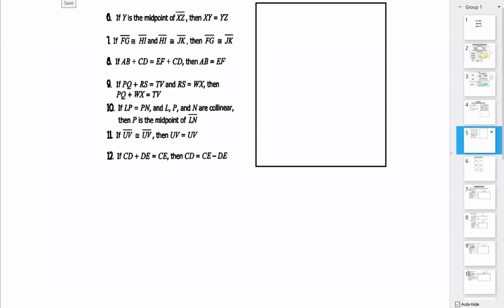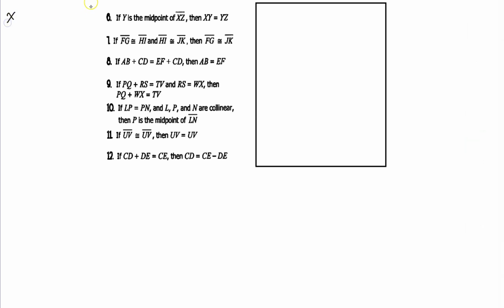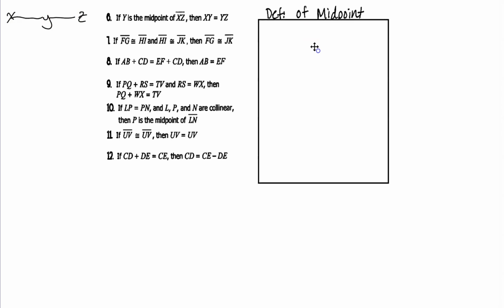All right, so on to number 6. You see that if Y is the midpoint of XZ, right? So that means that Y has to be in the middle of XZ. So then XY has to equal YZ. So if you think about it, just draw it out. You have X, Z, and Y has to be in the middle. So that would mean that XY equals YZ. So that is your definition of a midpoint.